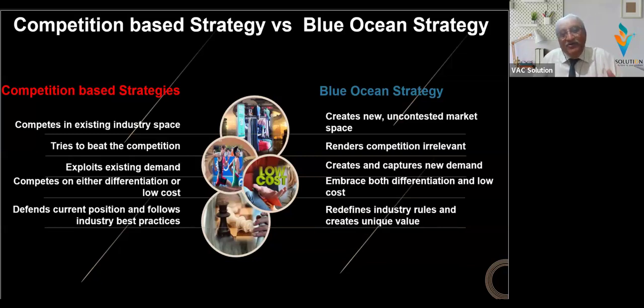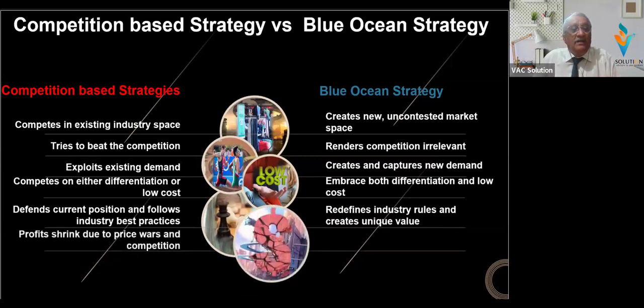You see, the products which we were discussing, like IKEA or Red Bull, or PayPal or Tesla, what they have created has redefined that industry totally. In the case of competitive strategies, profits shrink. But in the case of blue ocean, higher profitability keeps going up. Let's see some examples.